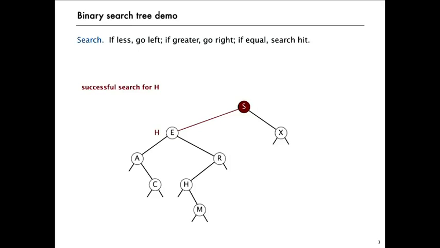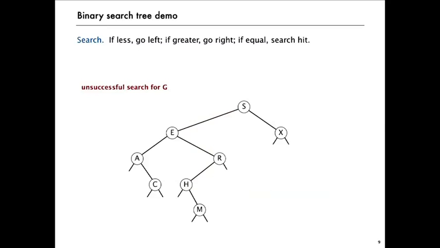In this case, that's E. Now H is greater, so we should go right. Now we compare H against the root of the right subtree of E, and that's R. It's less, so we have to go left, because everybody to the right of R is bigger and H is smaller. Eventually, if the key is in the tree, we're going to hit it. In this case, we find H as the left subtree of R, and that's a search hit. For the get operation, we can return the value that's stored in that node along with the key H.